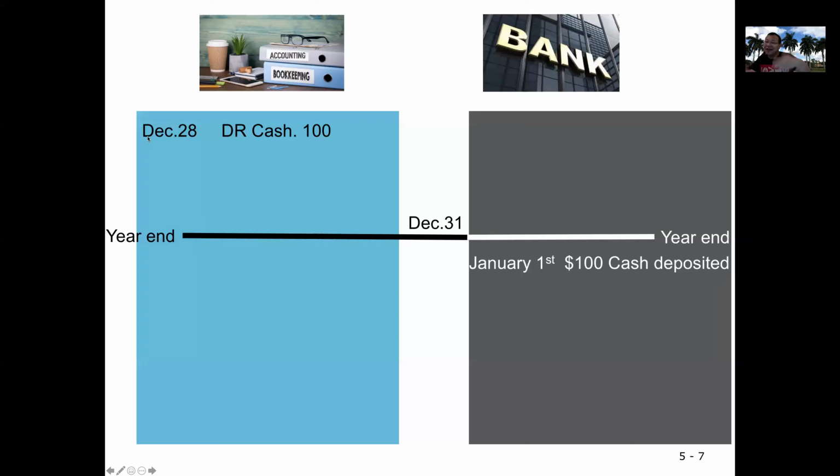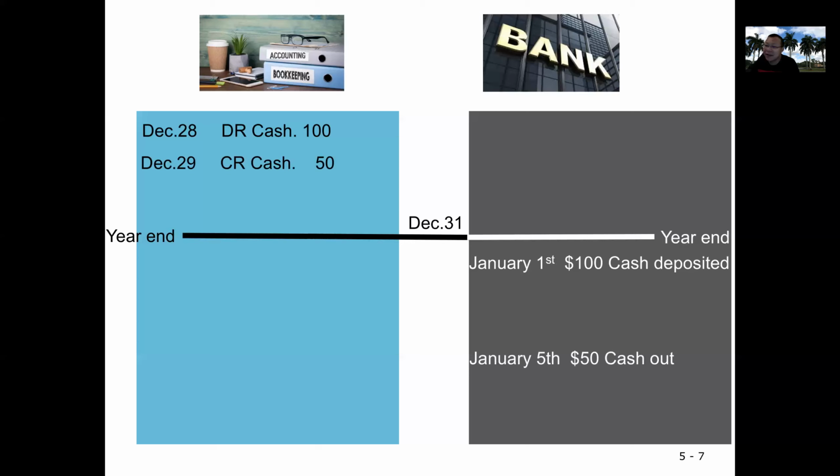Now you can see the timing difference. This is considered a deposit in transit. The company did not have time to deposit this money yet, so this is a deposit in transit as of year end. Now, look at another scenario.